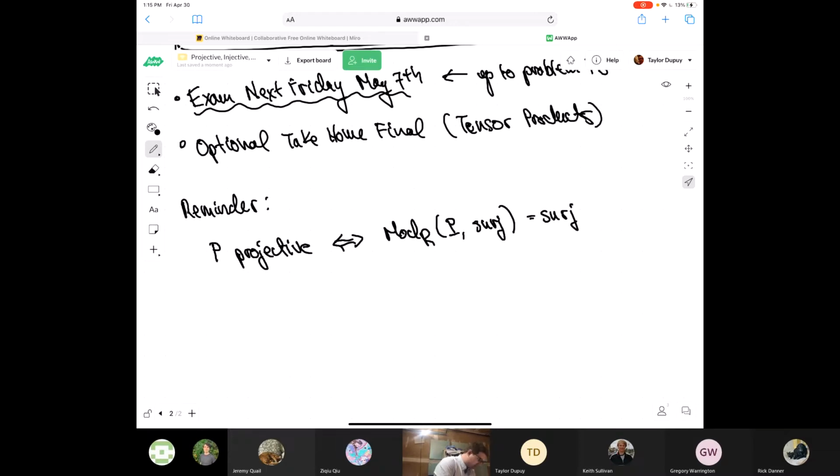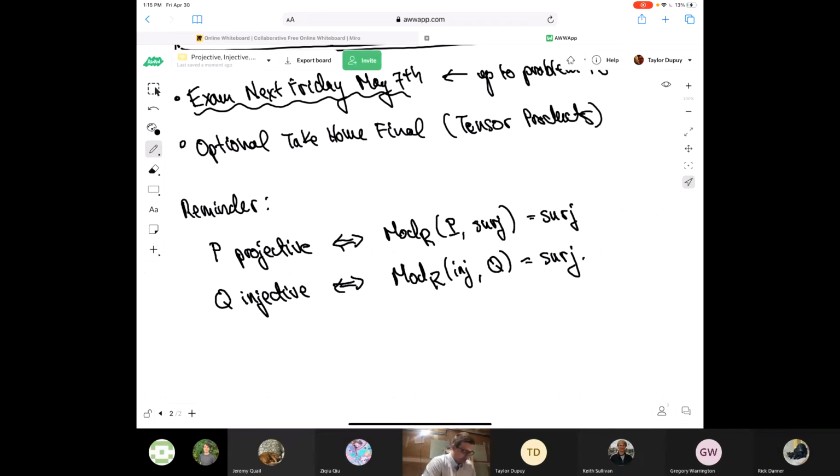And Q is an injective R module if and only if the functor co-represented by Q takes injections to surjections. This was the notation that we talked about last time, and it makes sense to apply the functor to morphisms. I think Liam was asking about that when we talked about this. And the freebies were that both of them are always left exact. So the thing that you get in the end is going to be a left exact sequence.